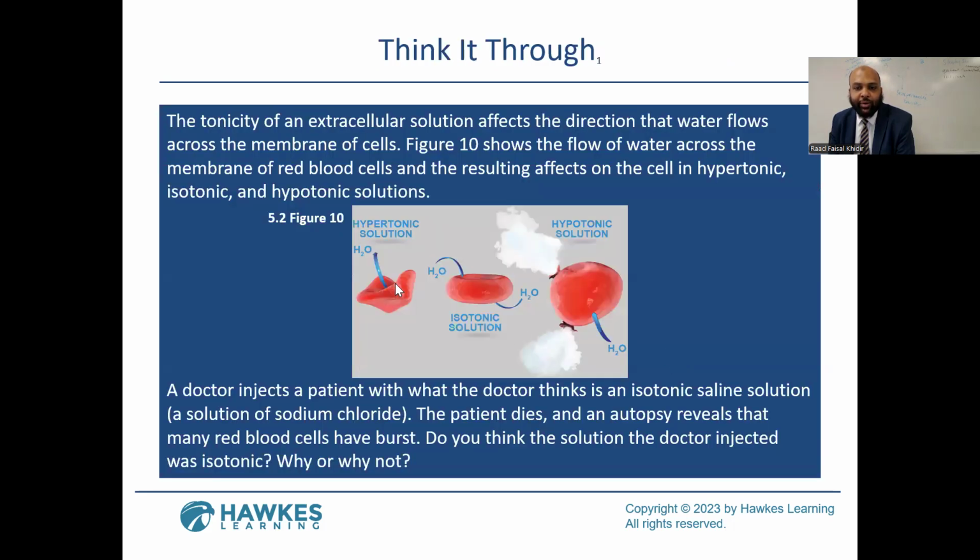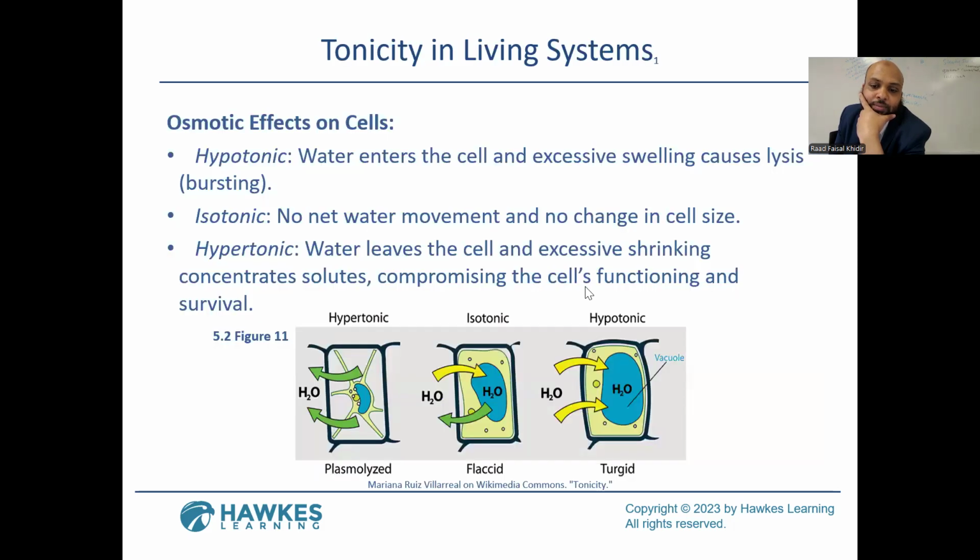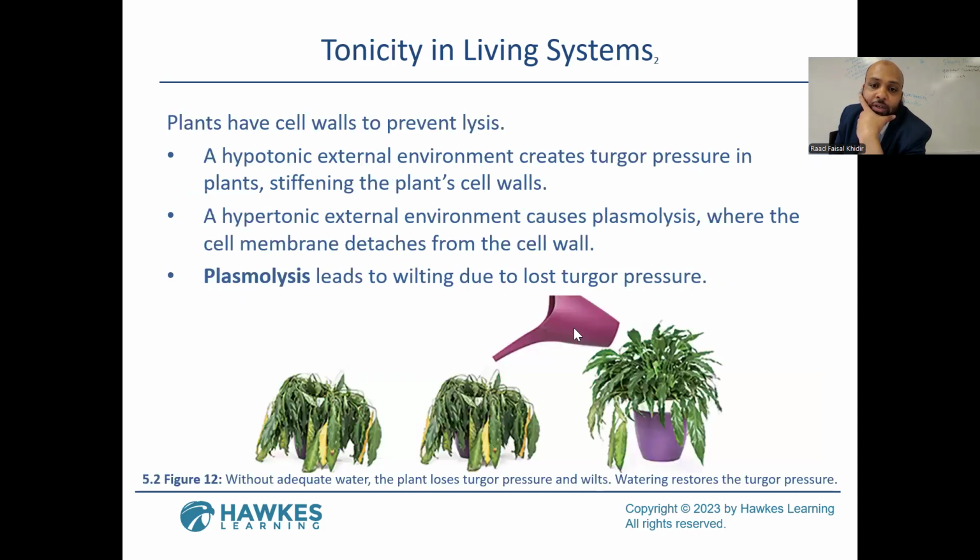You see what happened to the red blood cell? In a hypertonic solution, the cell is going to shrink. In isotonic, it is equal, steady state. But in a hypotonic solution, it's going to burst, swell. So you see we went over the hypertonic, isotonic, and hypotonic.